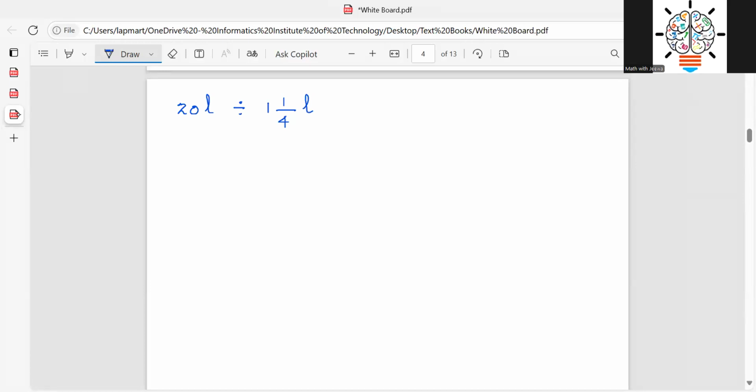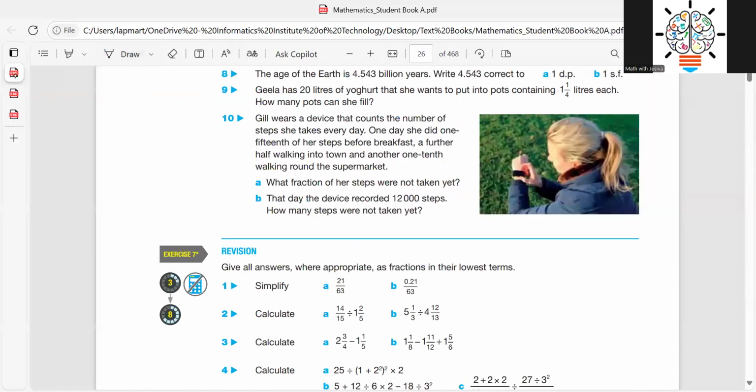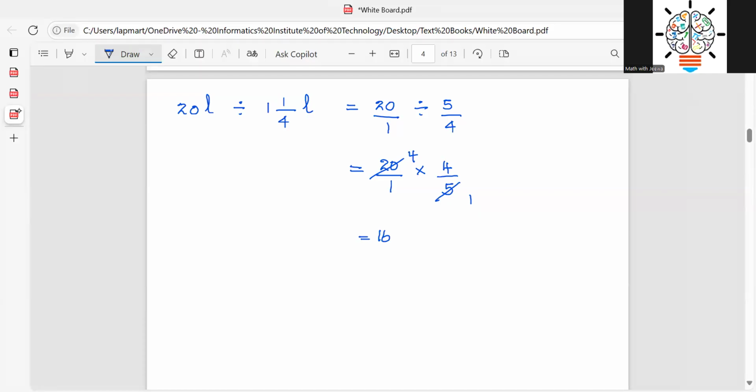So when we are doing the sum, we don't want to worry about the unit because both of them are the same unit. So instead of 20, I write 20/1 divided by 4 times 1, 4, 4 plus 1, 5, 5/4, right? So here it is 20/1 multiplied by 4/5. Then we'll see whether we can simplify this. 5 times 1 and 5 times 4. 4 times 4, 16. So that's the sum. And how many pots can she fill? So then you conclude your answer.